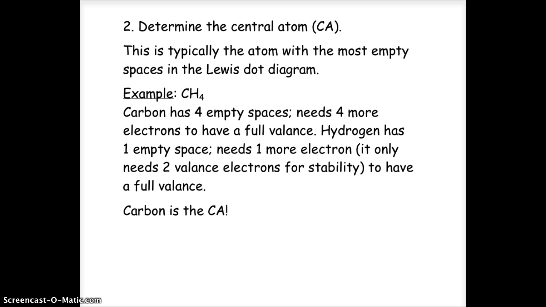The second step is to determine who your central atom is. This is typically the atom with the most empty spaces in the Lewis structure. Again, with the same example, CH4, carbon has 4 empty spaces. It needs 4 more electrons to have a full valence. Hydrogen only has 1 empty space. It needs 1 more electron.